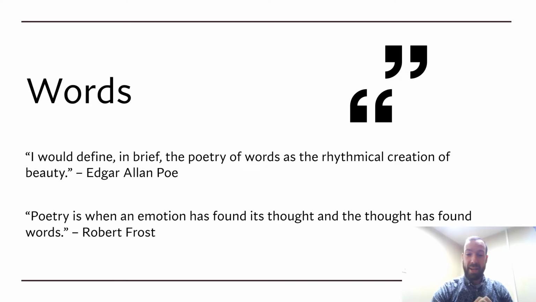Take a look at these definitions of poetry from a couple great poets. Edgar Allan Poe says, "I would define, in brief, the poetry of words as the rhythmical creation of beauty." So putting words together in beautiful ways. Robert Frost thinks poetry is when an emotion has found its thought and the thought has found words. We're taking our thoughts and we're putting them into word form using all these different techniques. There are many different definitions of poetry, but these are a couple of my favorites.